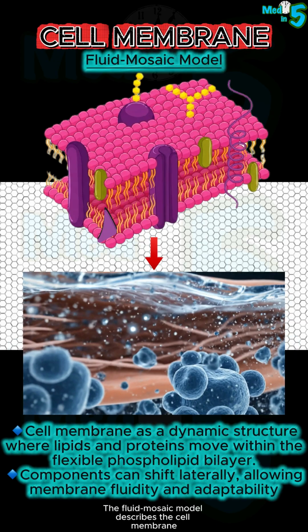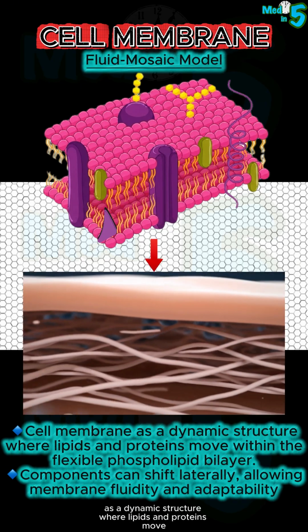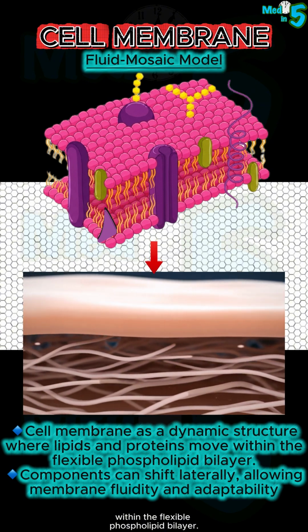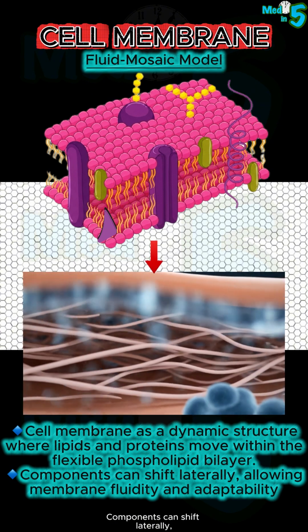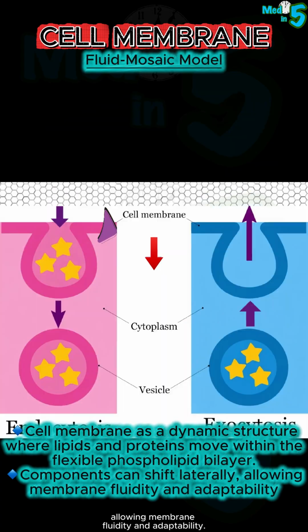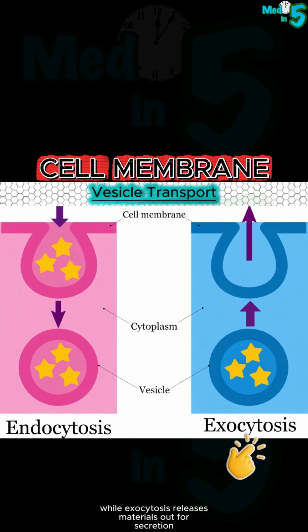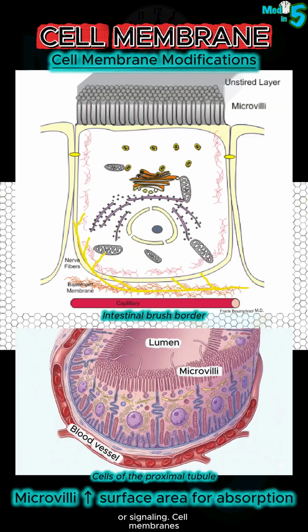The fluid mosaic model describes the cell membrane as a dynamic structure where lipids and proteins move within the flexible phospholipid bilayer. Components can shift laterally, allowing membrane fluidity and adaptability. The membrane also enables vesicle transport. Endocytosis brings substances into the cell, while exocytosis releases materials out for secretion or signaling. Cell membranes can be modified into surface specializations and junctions, depending on function and location.